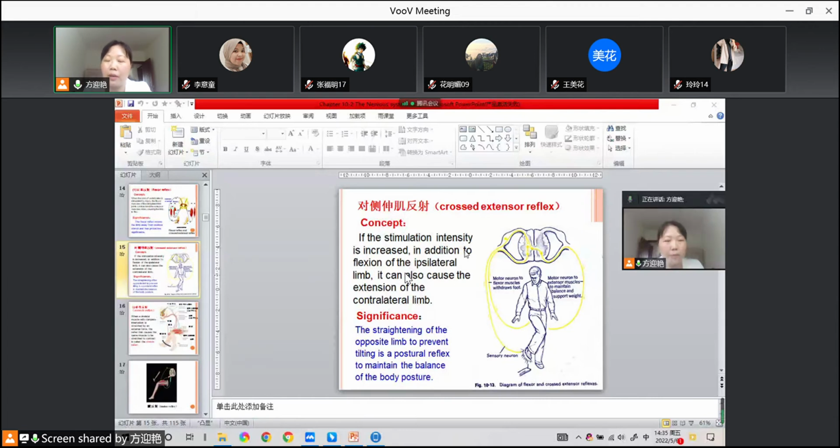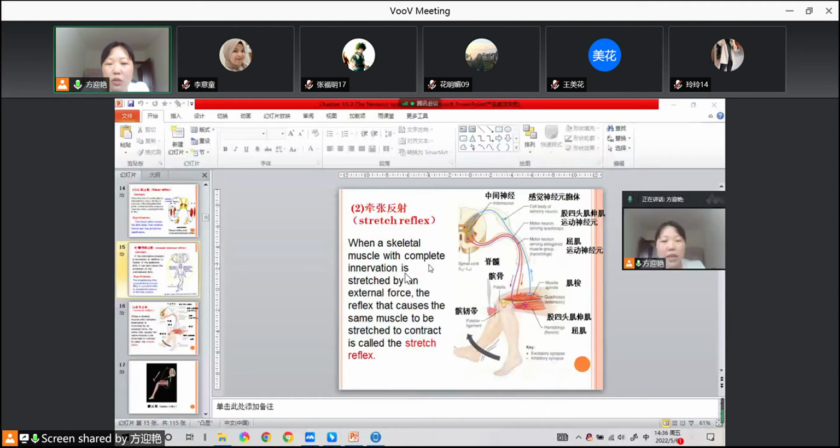This reflex can be completed by the spinal cord. Okay, then the stretch reflex. The stretch reflex is the major knowledge I hope you understand and master. Now, what is the stretch reflex? It means that when our skeletal muscle with complete innervation is stretched by an external force, this external force causes the same muscle to contract reflexively. We call that the stretch reflex.